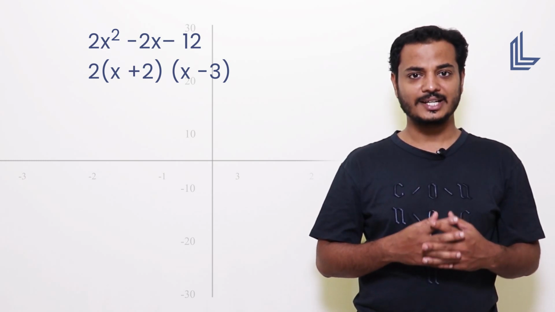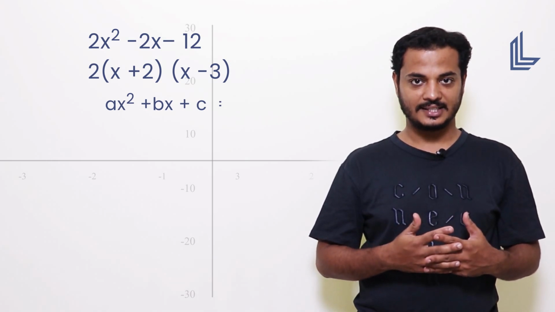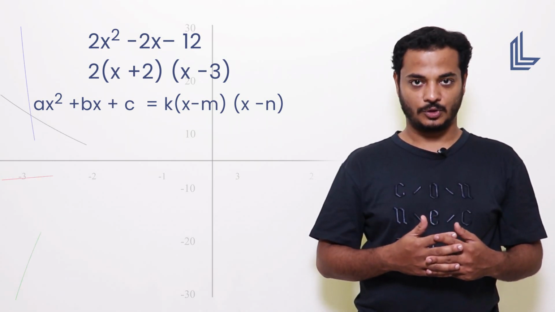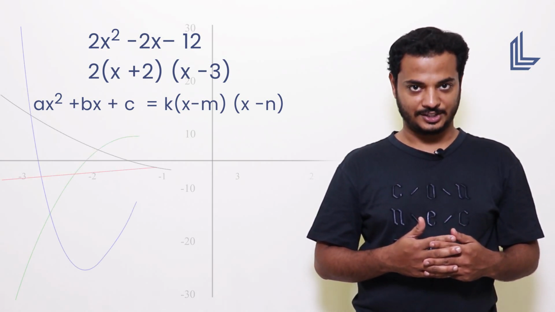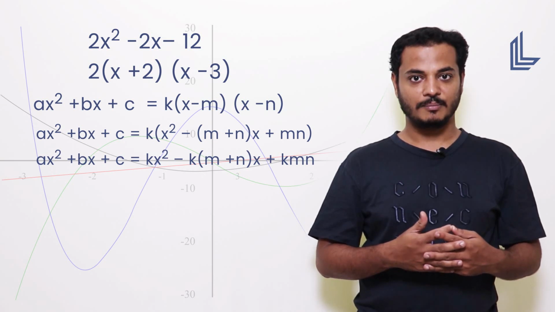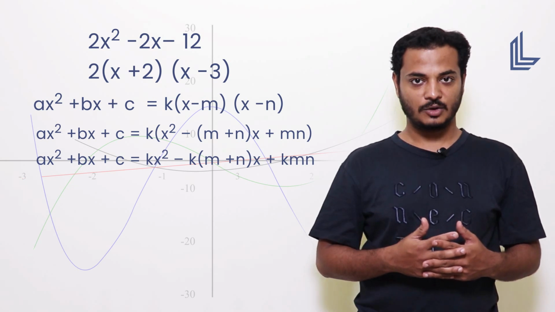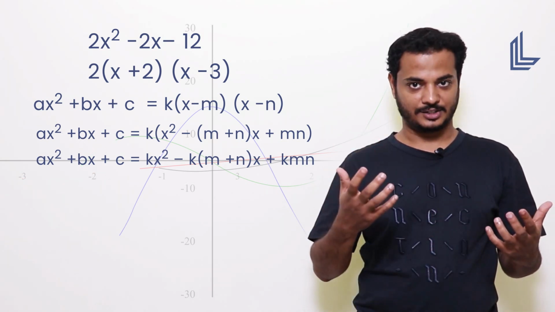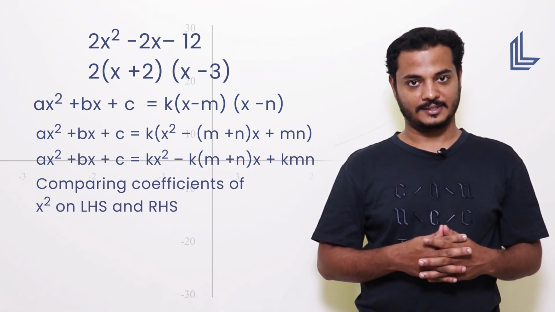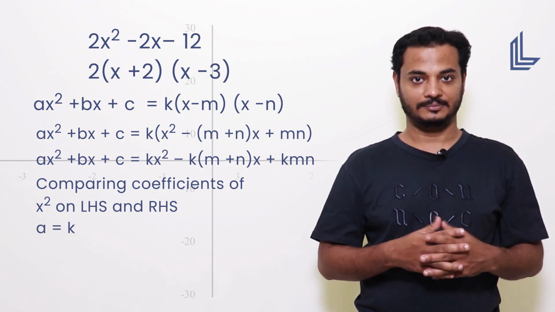In general, for any quadratic polynomial ax squared plus bx plus c, you can factorize this as k into x minus m into x minus n. So, if you expand the RHS, you will get k into x squared minus m plus n into x plus mn. Now, you have LHS and you have RHS. Compare the coefficients of x squared in LHS and RHS. When you do that, you will get the value of k as a.